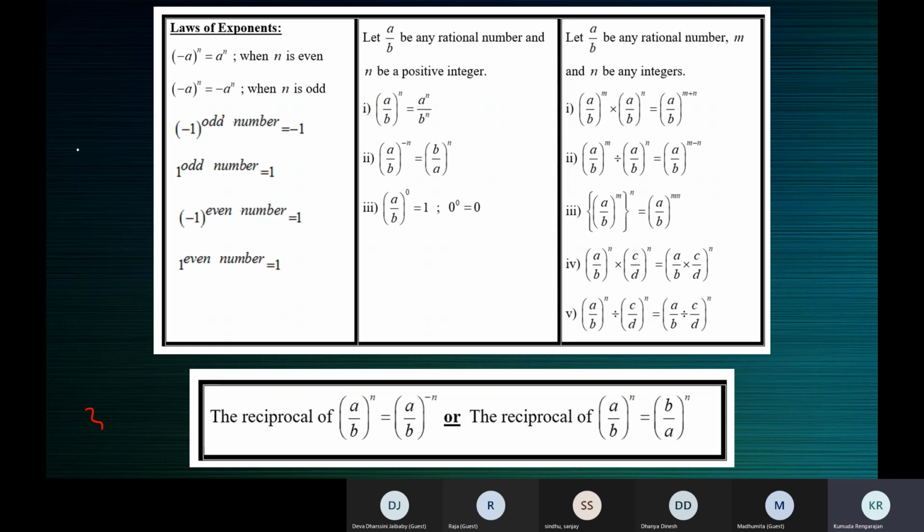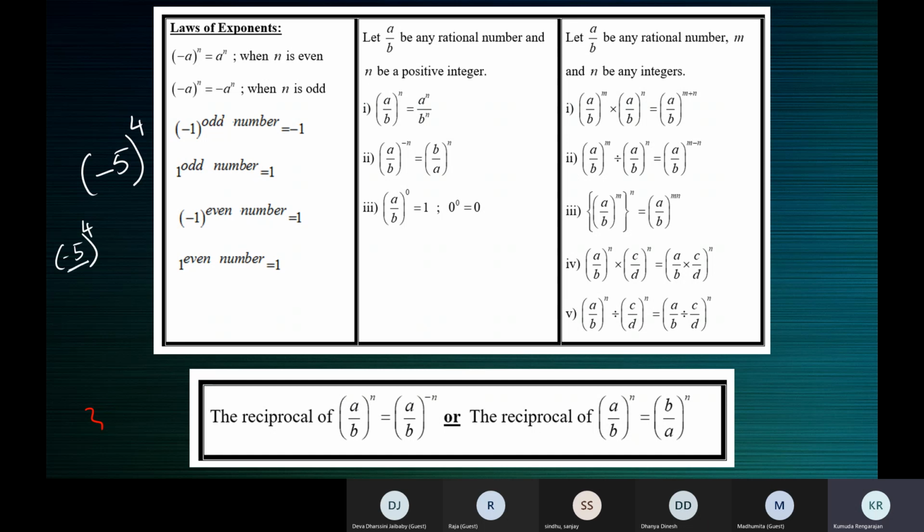So the first rule, children: minus a, meaning negative of a, raised to the power n is a to the power n, when n is even. Let's just take an example. Supposing we say minus 5, the whole power n, where n is even. So let's say 4.